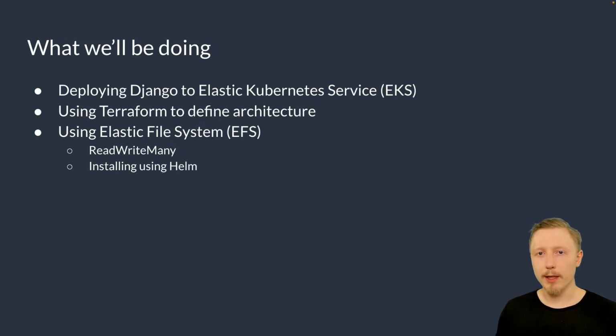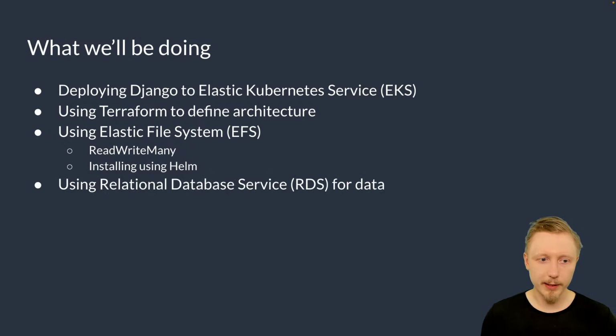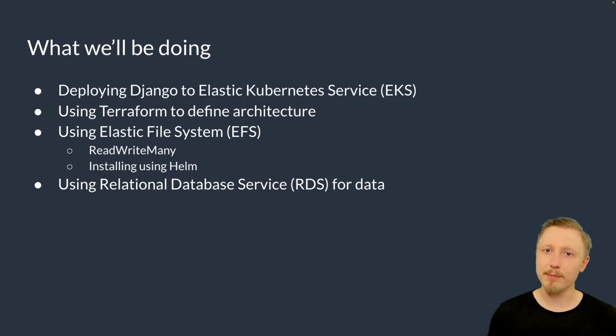We'll also be installing this EFS driver onto our Kubernetes cluster using Helm to save us a bit of time, and this is the recommended way they suggest to do it on the documentation. We'll be using RDS for the database. Again, I tried to fight with Postgres on Kubernetes for ages, and it didn't seem to like the file permissions that come with EFS and the way that it's set up, and I gave up in the end. If anyone does know how to do that, then please let me know.